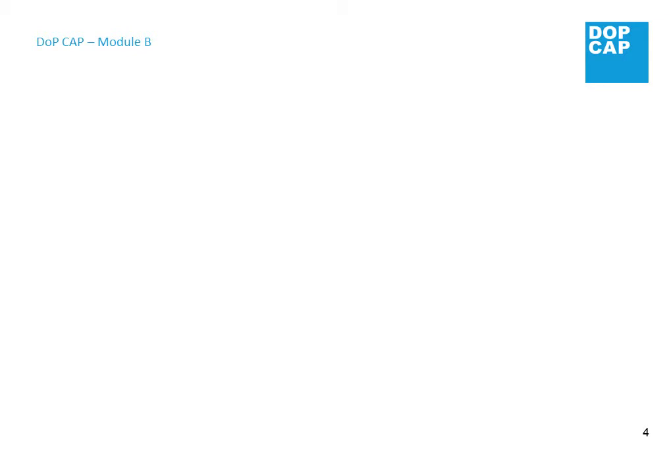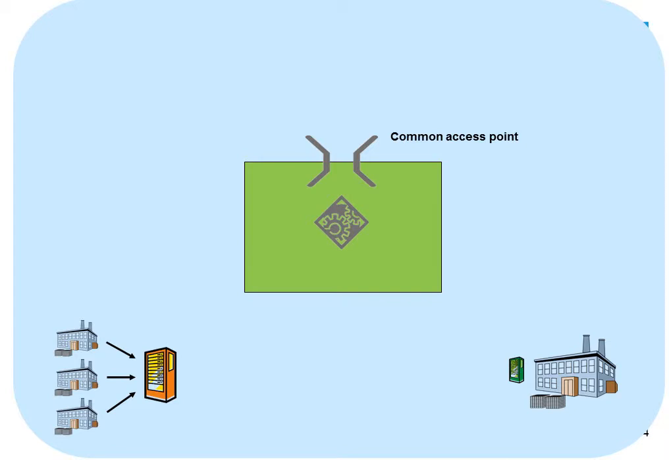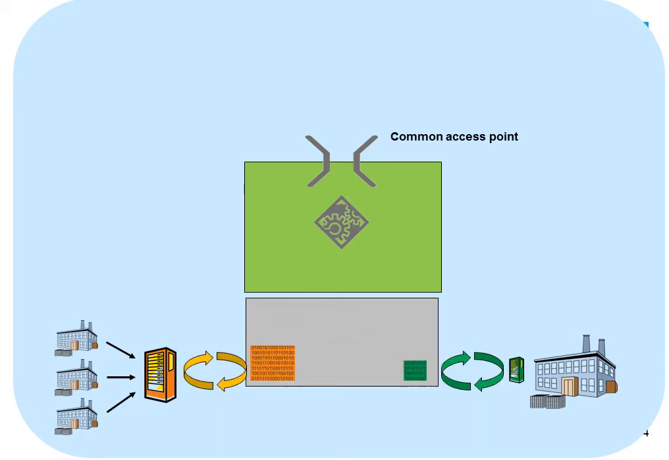We move on to Module B. Here we of course find again the public server with a common access point on one side and the manufacturers on the other. Unlike for Module A, however, the manufacturers do not transfer the DoPs as completed readable documents, but only their relevant data, for example the performance values, and the other relevant information that is needed by the platform to create DoPs in different languages using predefined templates.